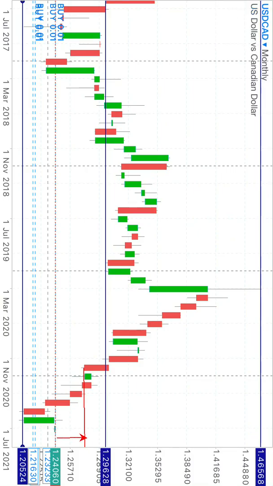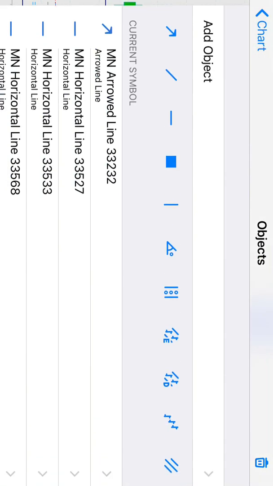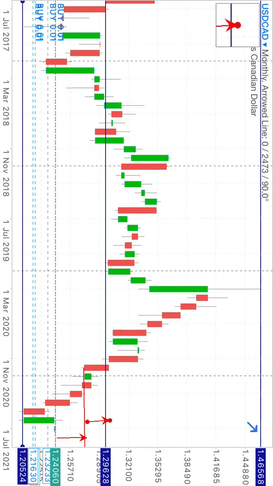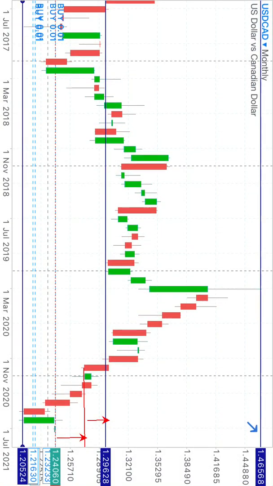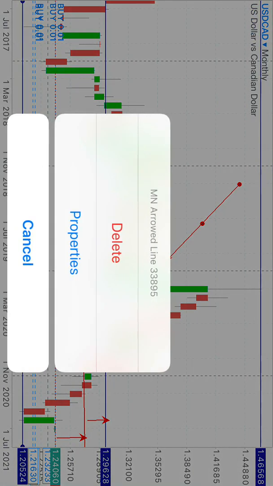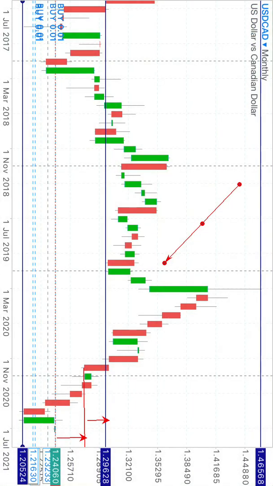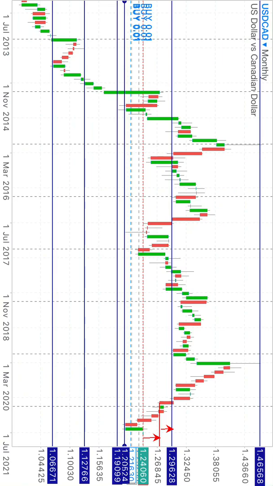So that will be my first take profit on a monthly time frame. Then my second take profit is this point over here, which is 1.29628, which is our resistance level, because that level was broken before, so it's no longer support but it's resistance. So that will be my second take profit.